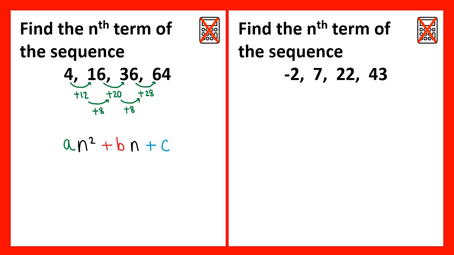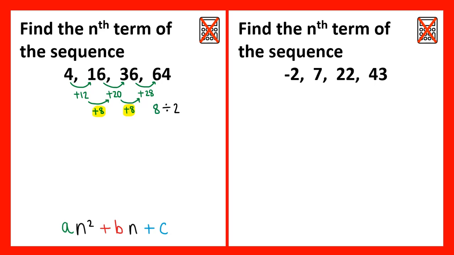The general form of the nth term of a quadratic sequence is an squared plus bn plus c, where a, b and c are constants or numbers to be determined. n represents the position of the term in the sequence. To find the quadratic nth term, we do have to start by identifying the second difference, which in this case is 8, and if we divide the second difference by 2, this gives us the number of n squareds in our nth term. So I already know that the answer will involve 4 lots of n squared.